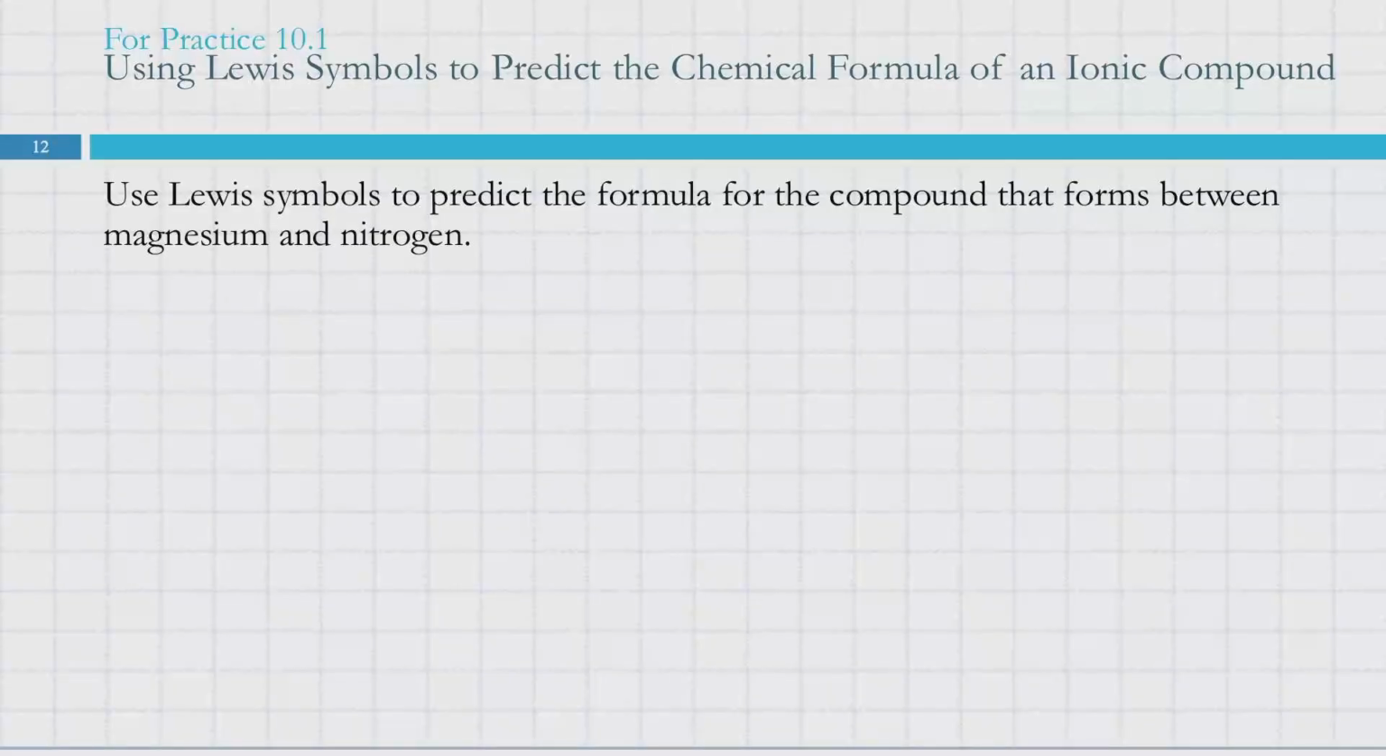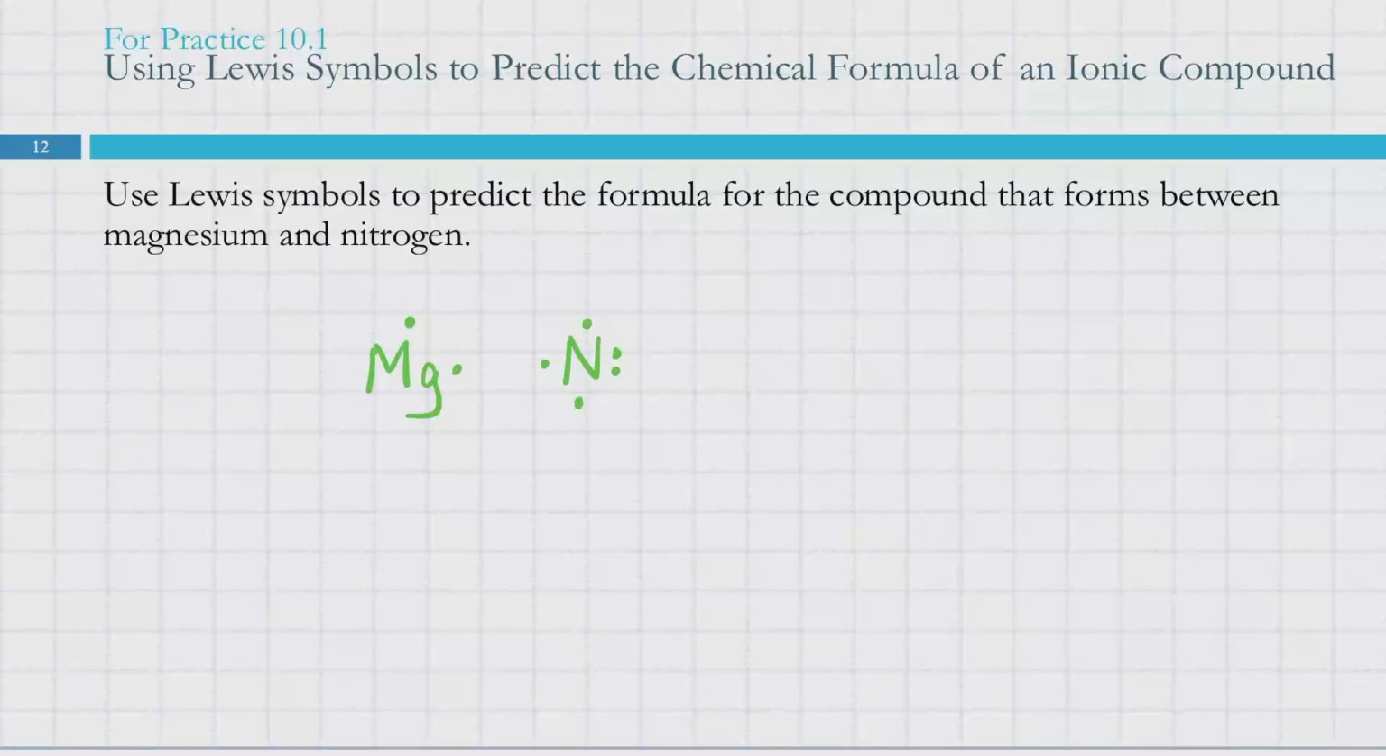So let's look at magnesium and nitrogen. How many valence electrons do magnesium and nitrogen have? Magnesium is going to have 2. Nitrogen is going to have 5. Magnesium is a metal, nitrogen's a nonmetal, so when these bond, they're going to form ionic bonds. And in ionic bonds, we transfer electrons.